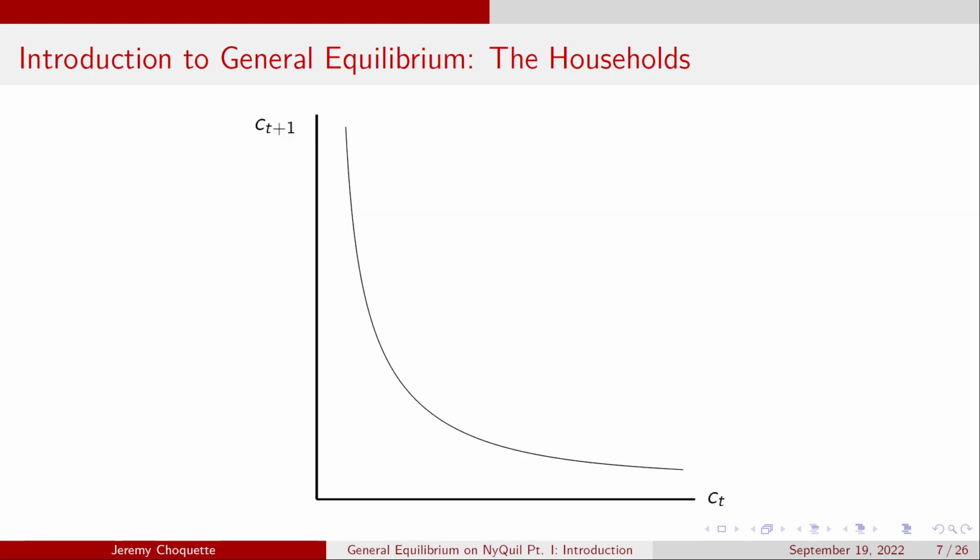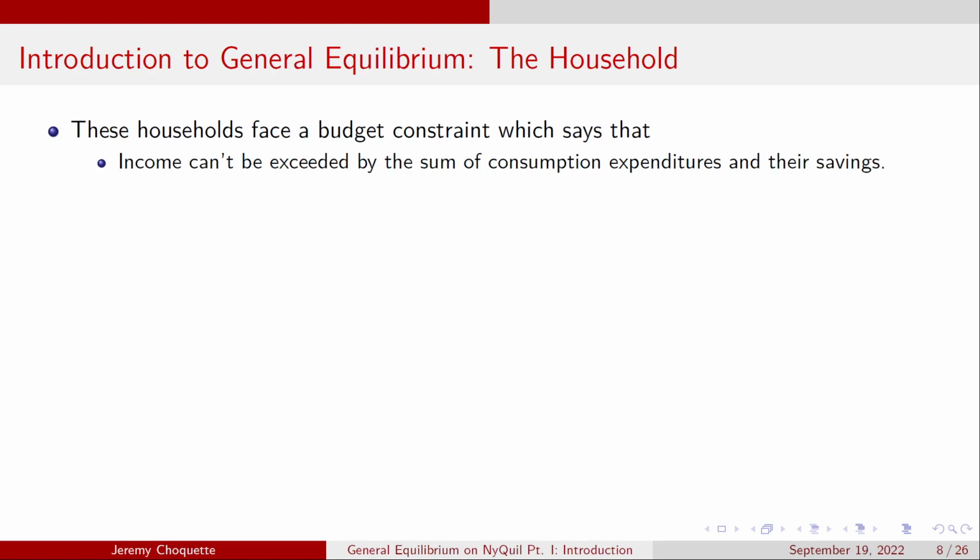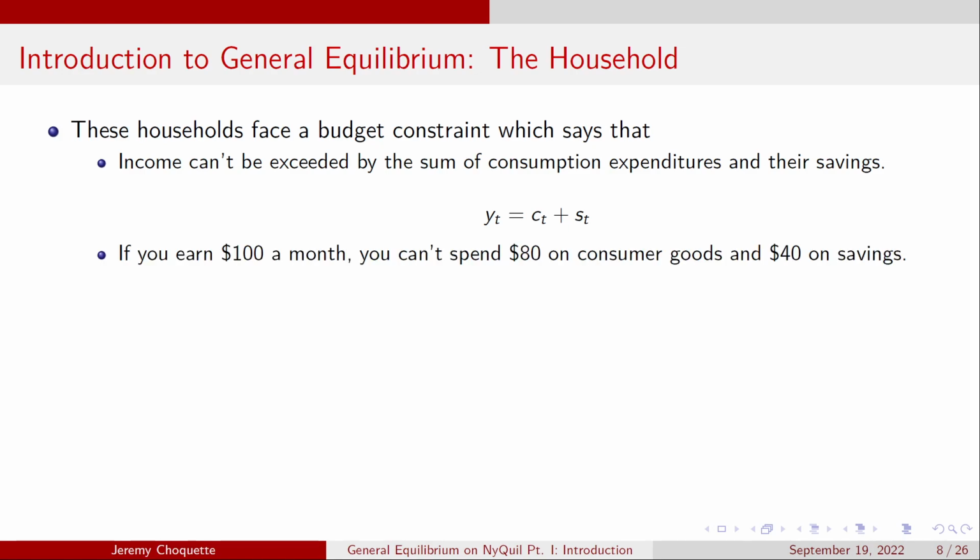Now, how do we know which point on this curve is going to be our utility maximizing point? Well, we need a budget constraint for that. So the household faces a budget constraint. What it says is that income can't be exceeded by the sum of consumption expenditures and savings. For example, if we've got this budget constraint here, y, which is income, equals c, consumption, plus s, savings, and you earn $100 a month, so y is equal to 100, you can't spend $80 on consumer goods and $40 on savings. You'd have to spend 80 and 20, or 60 and 40. Any combination you spend can't exceed $100.